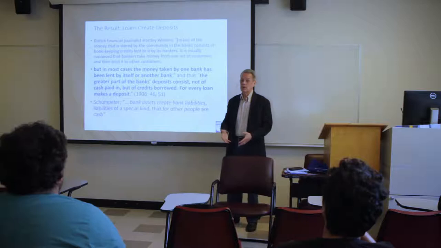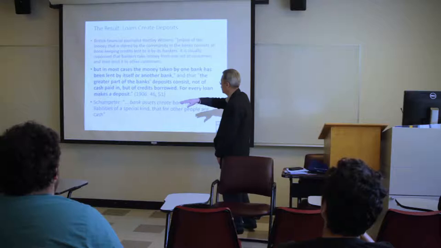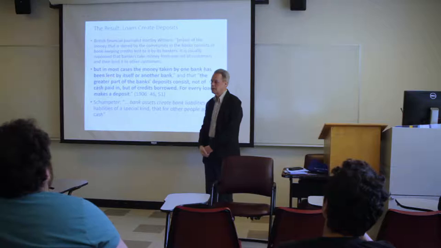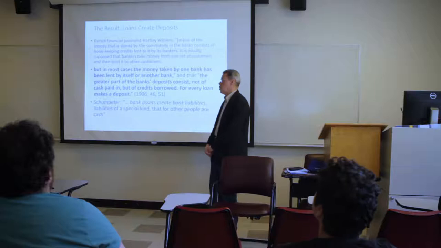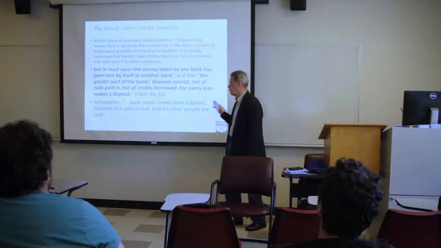In most cases, the money taken by one bank has been lent by itself to another bank, and the greater part of the bank's deposits consists not of cash paid in, but of credits borrowed, for every loan makes a deposit. Can it be any clearer than that? The guys at the Bank of England 3 years ago finally figured this out. The Bundesbank guys, it took them another year and a half, eventually they figured it out. But this is not really the point. Also, we have Schumpeter here.